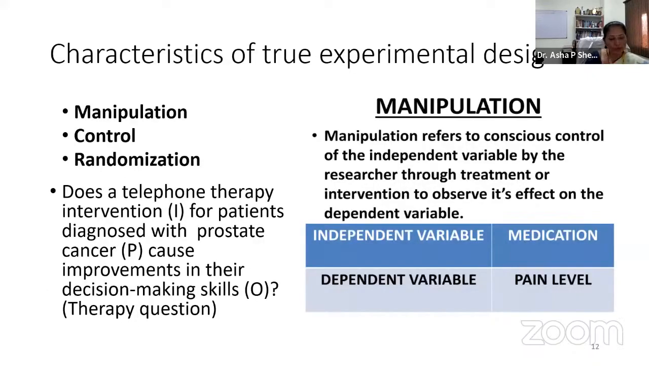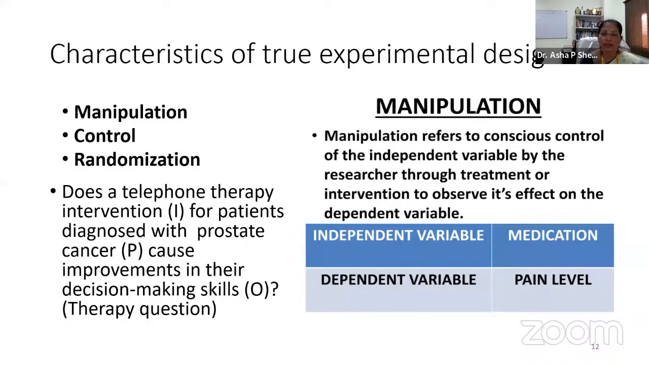Now, as we move on further in true experimental design, we'll see what the characteristics of the true experimental design are. There are mainly three characteristics. One is manipulation, another is control, and another is randomization. These are the three important characteristics of true experimental design.